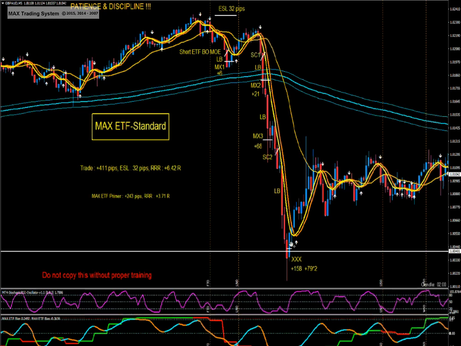And so the second unit of the scale-in number 1 has got a nice 158 pips, and the 2 units of the scale-in number 2, which correspond to the Remo in the Max Primer, has got 79 pips for each unit. So, and this gives a nice total of 411 pips, representing plus 6.4 R reward to risk ratio.